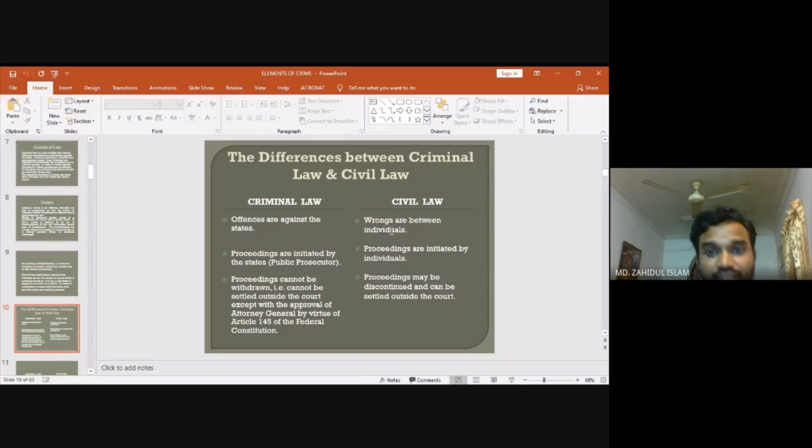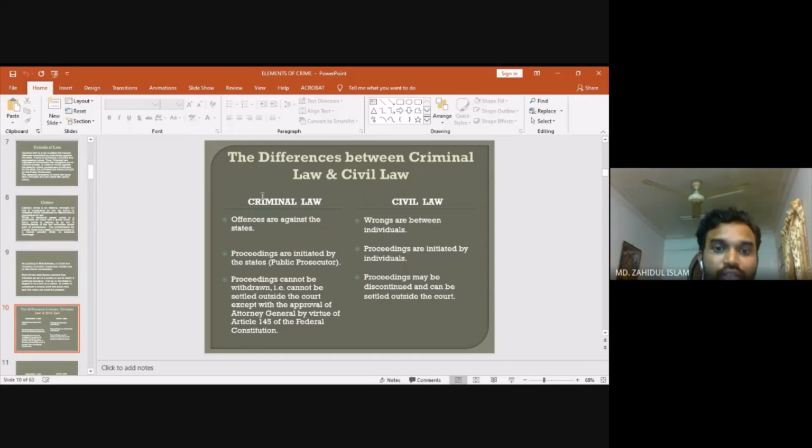Now the difference between criminal law and civil law. Criminal law means public law, civil law means private law. Public law means the relation between the individual and the state, and private law means the relation between individual and individual.